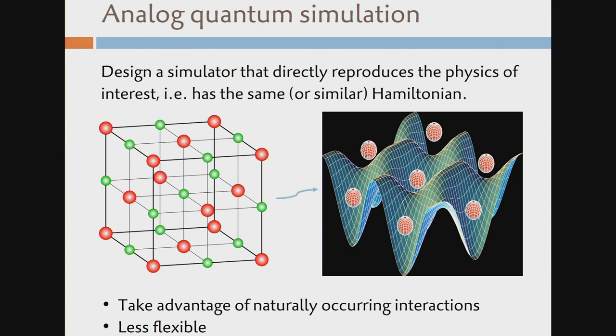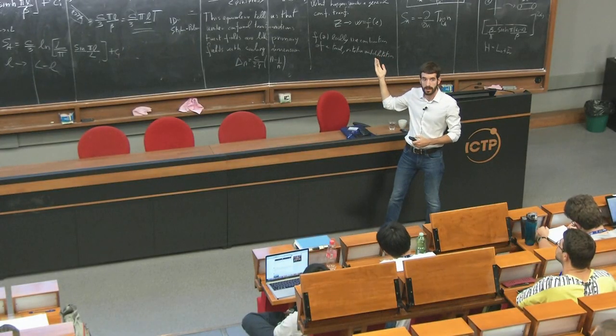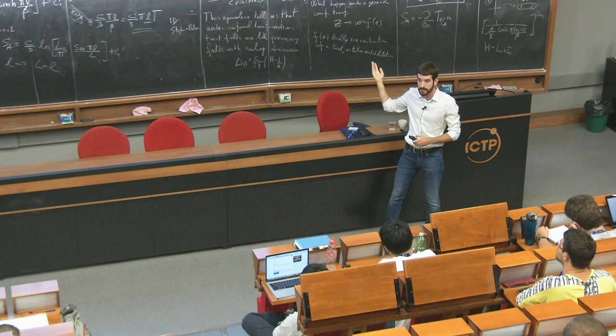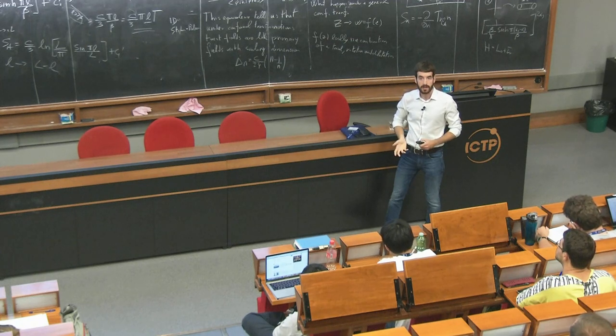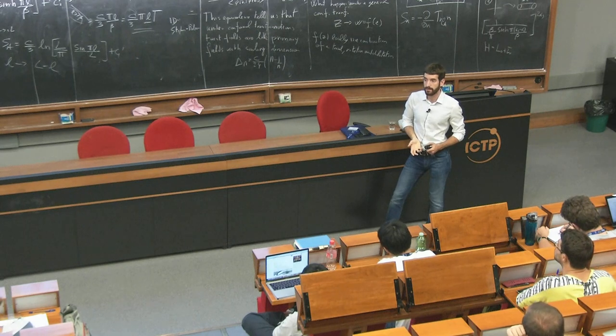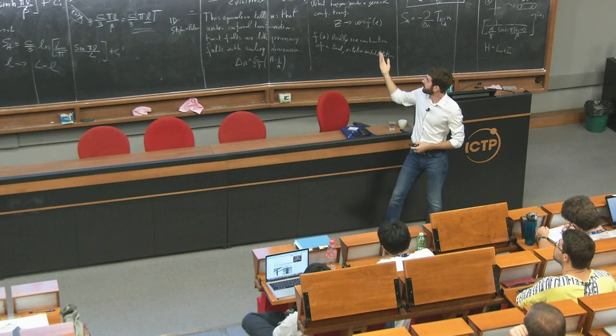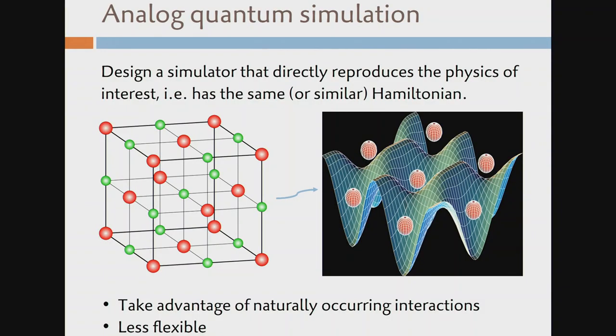You cannot go and look at your material and see your electronic orbitals, but you can, in the lab, create an optical lattice, put atoms there, and it turns out that these atoms behave very similarly to the way they would in this crystalline potential. So then you have a system where you can actually tune interaction ranges and other physical properties, and then study directly.